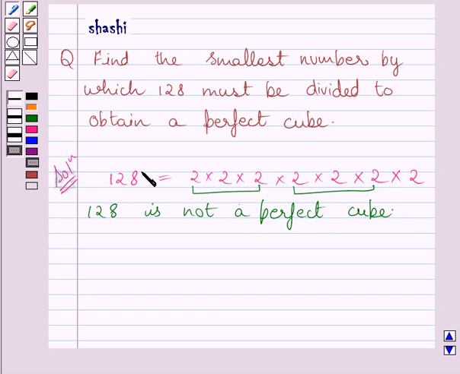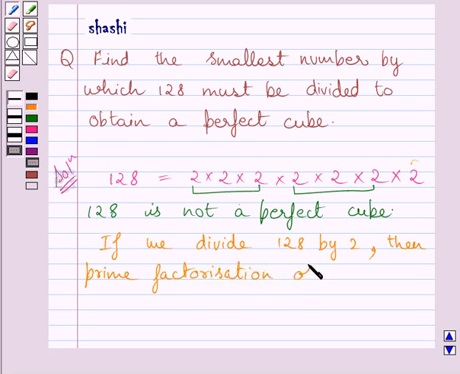Now observe that if we divide 128 by 2, then the prime factorization of the quotient, that is 128 divided by 2, will not contain this 2. So we can write, if we divide 128 by 2, then the prime factorization of the quotient does not contain the remaining 2.